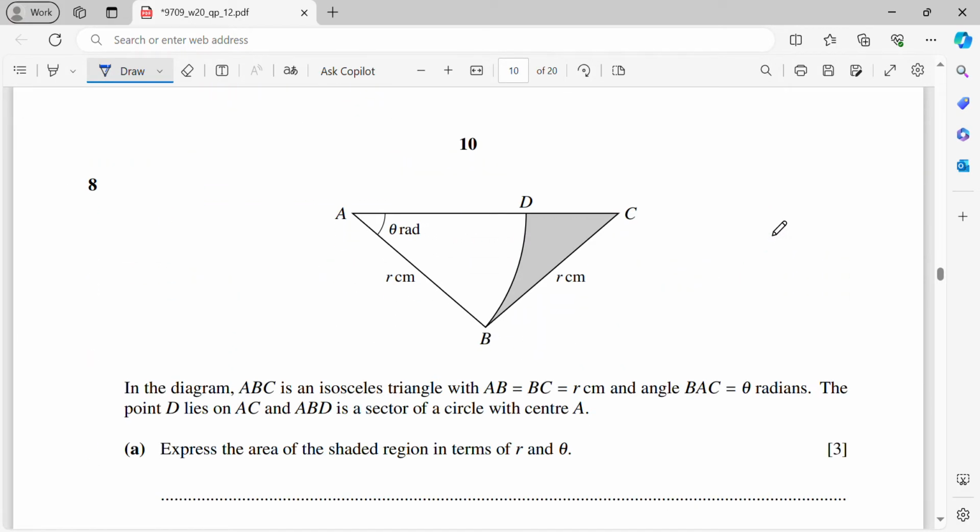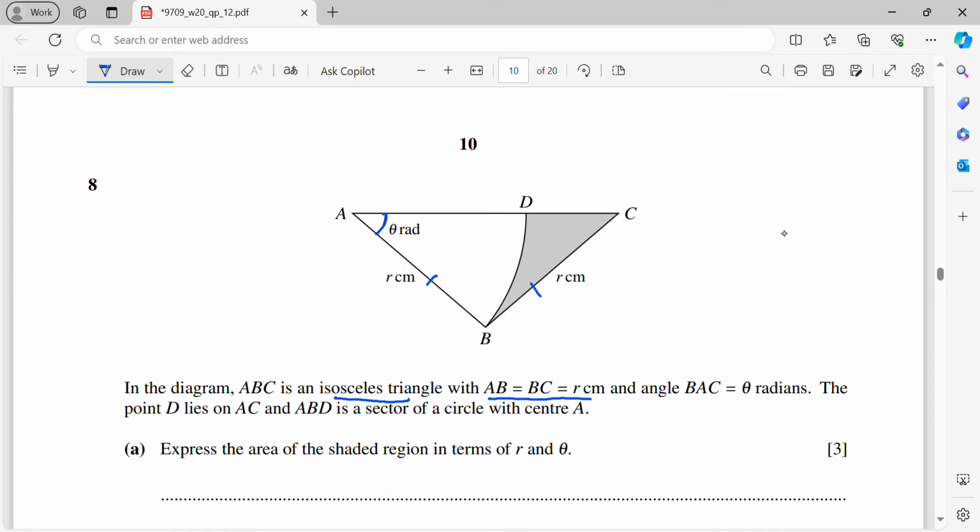Okay, question number 8. In the diagram, ABC is an isosceles triangle. Isosceles triangle means it is a triangle with two equal sides. Therefore, you are given AB is BC is R. Okay, these two are equal sides. And angle BAC is theta. It's given here, theta radians.